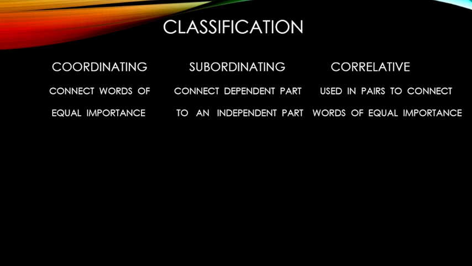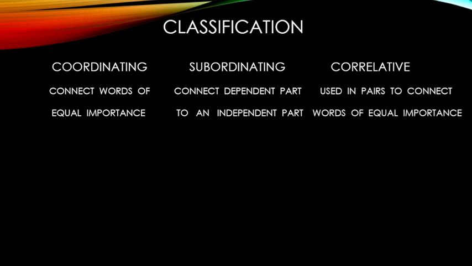Next, subordinating conjunction. Compared to coordinating, subordinating is a little bit different. It is used to connect a dependent part of a sentence to an independent part of a sentence. What are dependent and independent parts of a sentence? The dependent part is a part which depends on another part of the sentence. It will be easy to understand after seeing some examples. So subordinating conjunction is used to connect a dependent part and an independent part of a sentence.